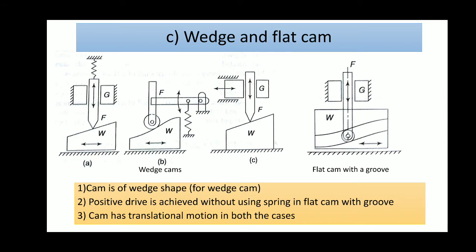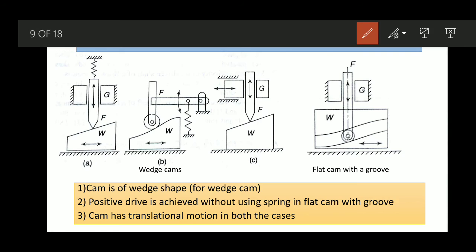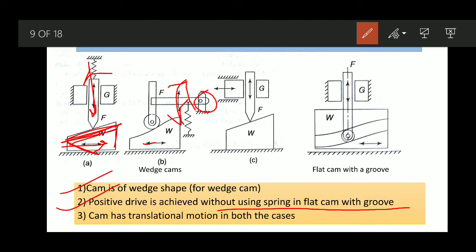Similarly, we can have wedge and flat cam. As you can see, the shape of the flat cams is kind of wedge shape. Okay, and just like in the previous case we have discussed, generally they can have this kind of motion, and based on the working surface, based on this shape, it is having this particular movement. Similarly, sometimes we can pivot here and it will be oscillating. Similarly, other movements are also somewhat possible. So in this particular case, the cam is of wedge shape. Here also, positive drive is achieved without using a spring in the case of a flat cam with a groove, as we have seen in the previous case.